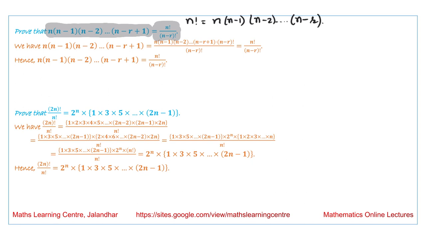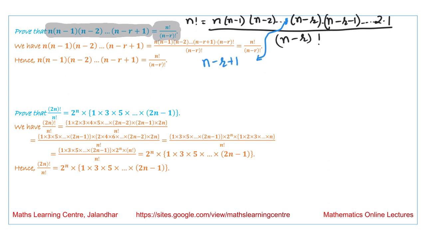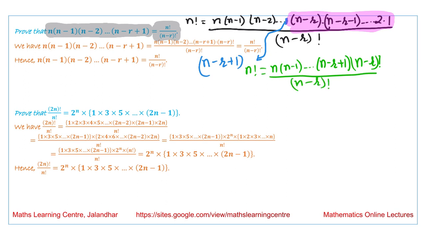Next, the next number will be n minus r minus 1, and so on up to 2 into 1, divided by n minus r factorial. The number before this will be n minus r plus 1. So look at this term over here, we can write this term as n minus r factorial. So we are getting that n factorial is equal to n into n minus 1 and so on up to n minus r plus 1, into n minus r factorial, divided by n minus r factorial.